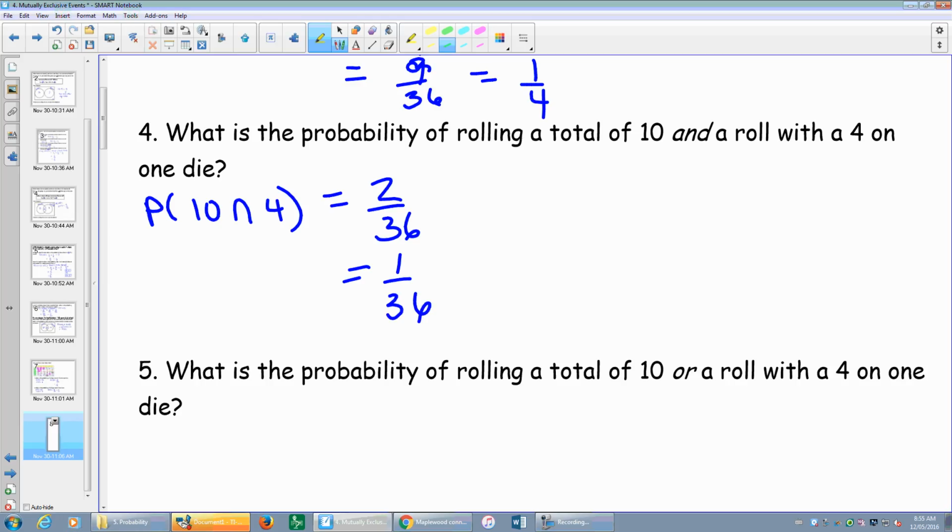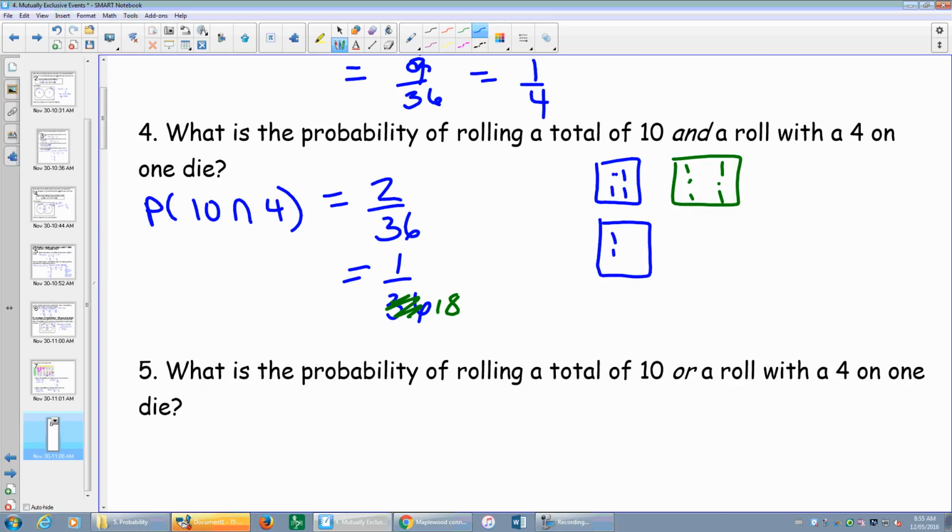So what we can do here, just to show you a picture, if this is my die 1, I can roll a 4. And my second die, I can roll a 6. Pardon? Yes, thank you. And then on the same one here, I have the die, I can roll a 6. And then on my green die, I can roll a 4. So that's why there are two ways.